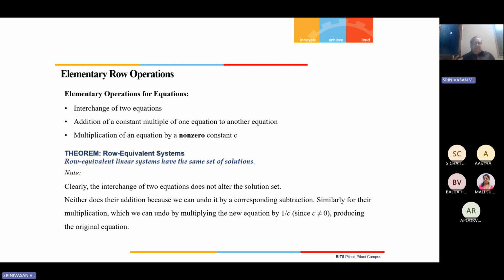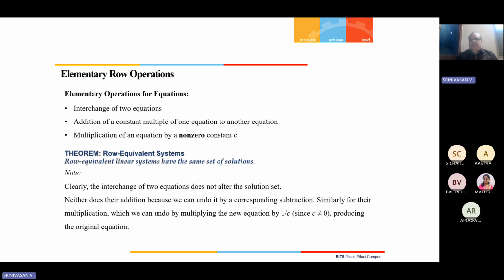So these are all things we have seen, isn't it? Multiplication of an equation by a non-zero constant. Okay. Then row equivalent systems. Row equivalent linear systems have the same set of solutions. Clearly, the interchange of two equations does not alter the solution set. So that we could have seen.